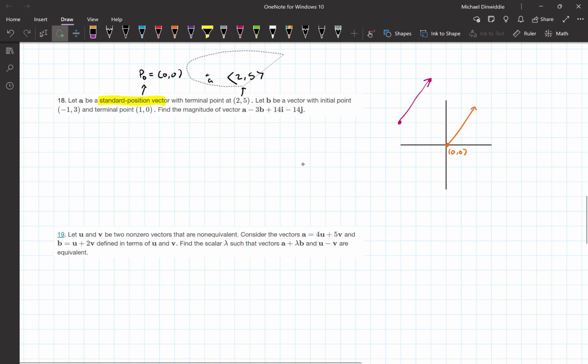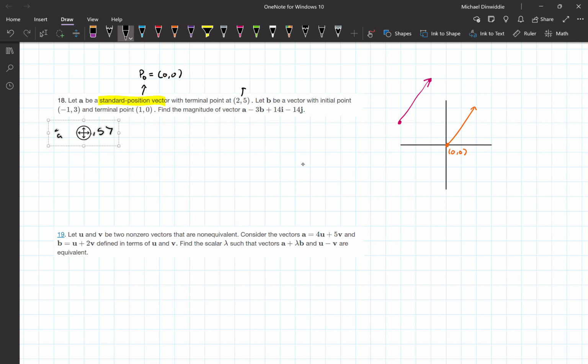And I'm going to try and keep these organized. So we're going to move A down here. There's A. Then we're going to do B. So it says B is a vector with initial point -1, 3 and a terminal point 1, 0. So let's think about how we would find B. And the biggest hint I can tell you is to remember, if you've watched the last video that I've made, vectors are instruction sets, and they tell you how to go from one point to another point. And so you can graph this if you want.